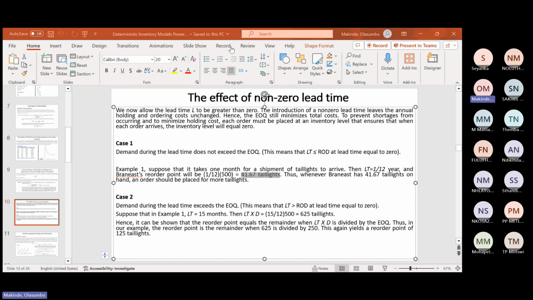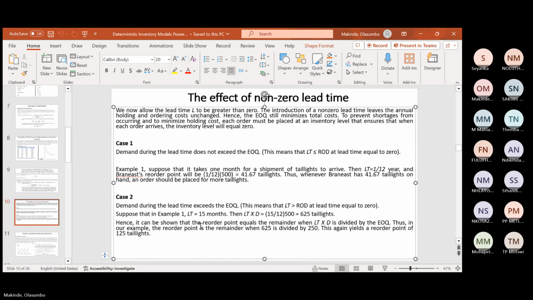Perfect, good. So let's move on and see case 2. How about if you have a case 2 where the lead time is greater than the reorder point at lead time equal to 0? You can have that situation. Look at the same example 1. You are now changing the lead time. Suppose that the lead time to get the tail light is 15 months. Remember, the reorder point at lead time equal to 0 has been calculated for example 1 as 6 months. So you can see the lead time is greater than the reorder point, which is talking to case 2.